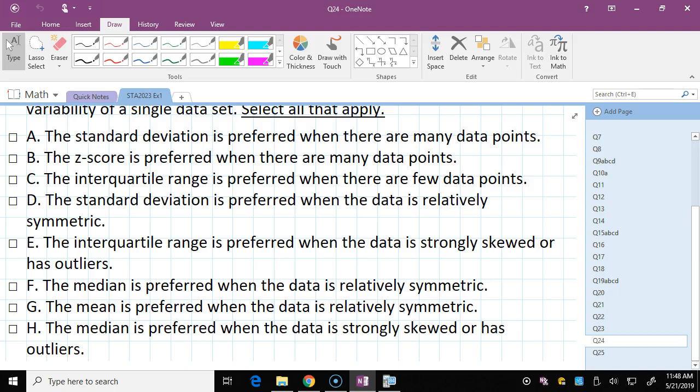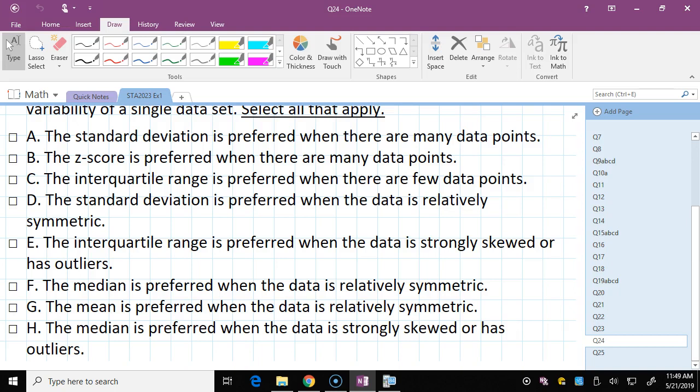Well, first off, let's answer this question. What measurements have we talked about that talk about the variability, the spread of your data? Standard deviation, and there's one other. Nope. The mean is not about the spread. The mean is more about the center, not the z-score. The IQR, your interquartile range. So that narrows things down. It's either A, C, D, E.